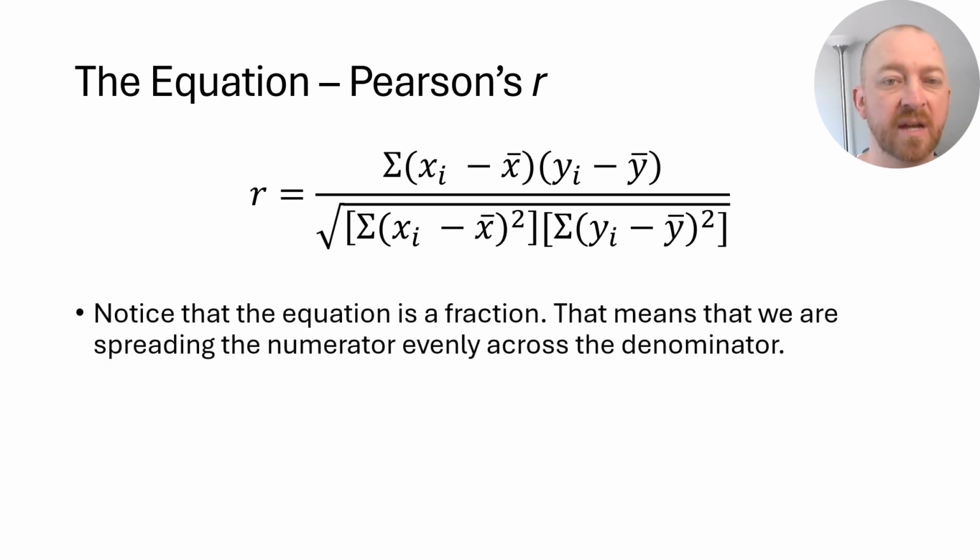So one thing to notice, first of all, is that this is a fraction. As you can see, there's a numerator up at the top here, and then the denominator down here. So let's start with just that idea. What that means is that we're going to take whatever's in the top, whatever the numerator is, and then spread that out evenly over the bottom. A better way to think of that is that r is a ratio of the numerator to the denominator.